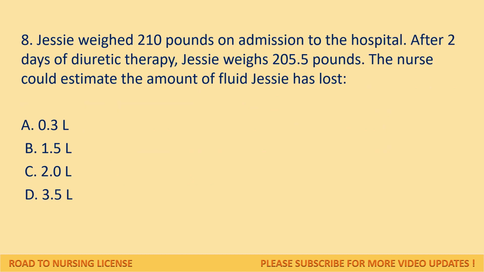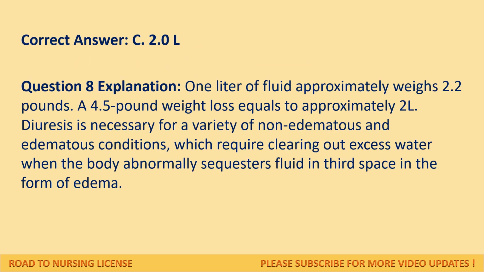Question 8. Jessie weighed 210 pounds on admission to the hospital. After 2 days of diuretic therapy, Jessie weighs 205.5 pounds. The nurse could estimate the amount of fluid Jessie has lost. A. 0.3 liters. B. 1.5 liters. C. 2.0 liters. D. 3.5 liters. Correct answer, C. 2.0 liters.